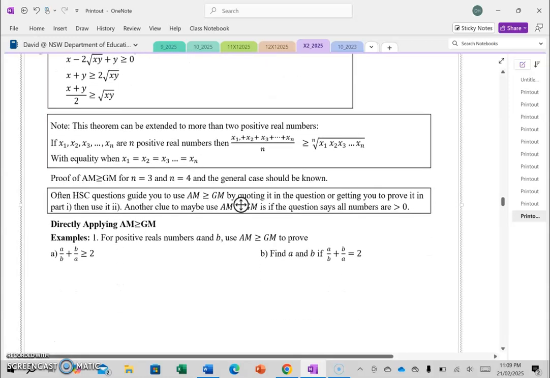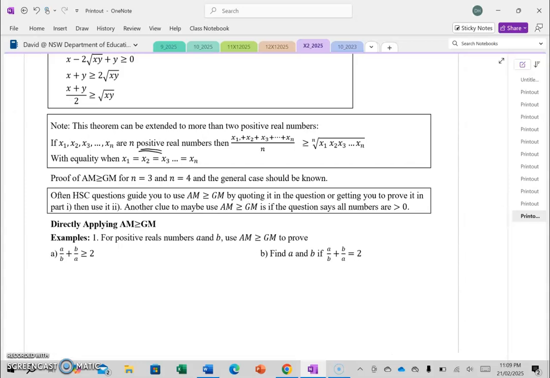So if all n numbers are positive, then the arithmetic mean, or the normal mean, adding up all the numbers and dividing by how many there are, is greater than or equal to the geometric mean, the nth root of multiplying all n numbers. The equality happens when all n numbers are equal. Proof of the AM greater than GM for n equals 3, n equals 4 and the general case should be known. We'll do that later, okay?